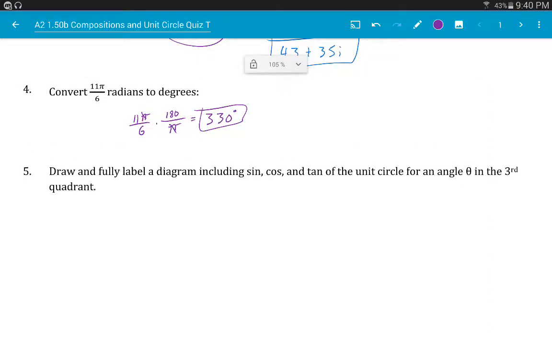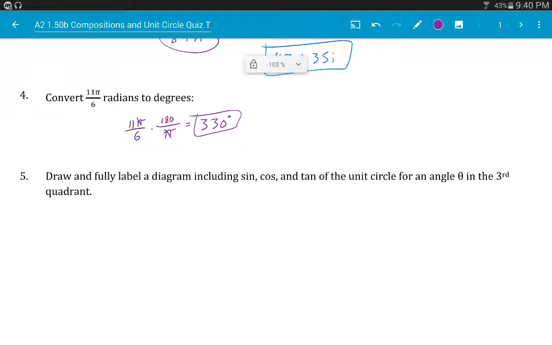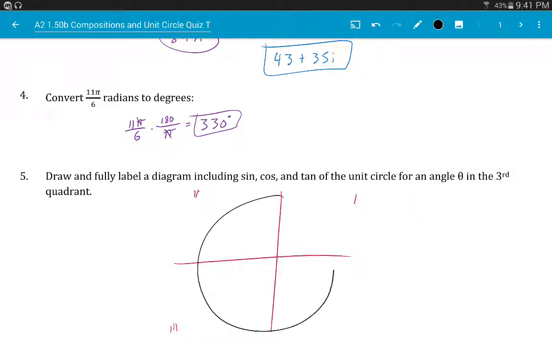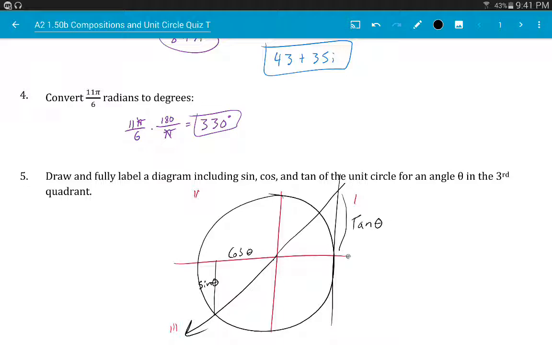Draw and fully label a diagram, including sine, cos, and tan of the unit circle for an angle theta in the third quadrant. So here are the quadrants. These are quadrant 1, 2, 3, and 4. So if I'm drawing it in the third quadrant, that means it's going to be down here. Drop a line to the x-axis. This is cos of theta. This is sine of theta. And if I project it up this way, this line right here is tangent of theta from the x-axis up to the intersection point.